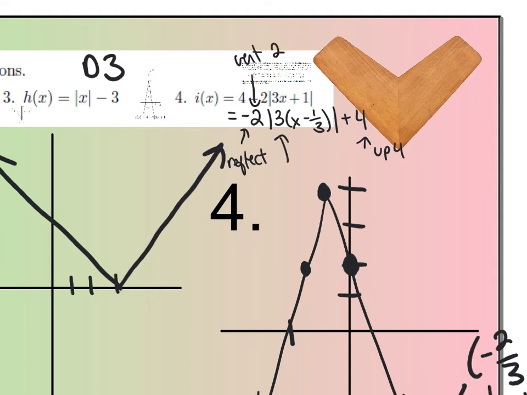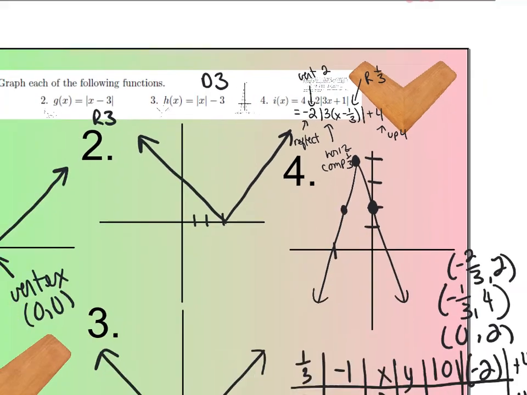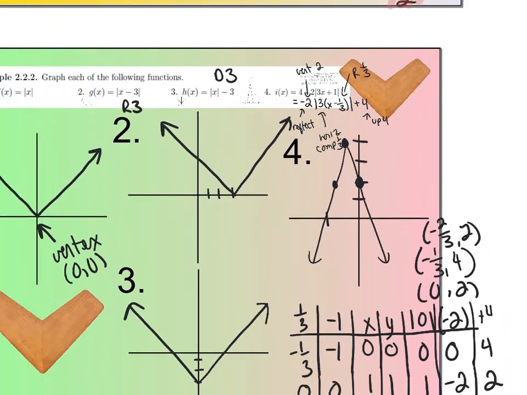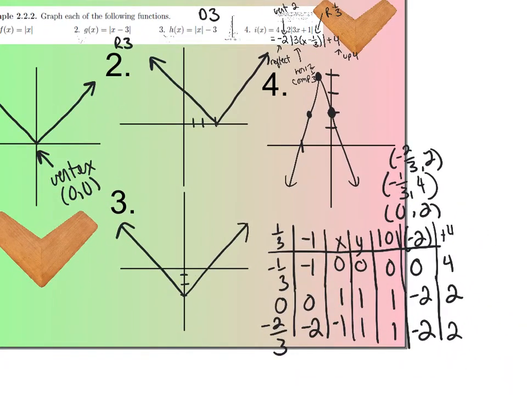We know that it's horizontally compressed by 1/3, and we know that it went right 1/3. I can see all of those things in that picture, but that would have been more difficult than just transforming the points. So good to be able to do both. So that's it for this lesson.